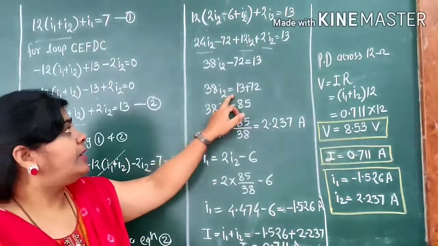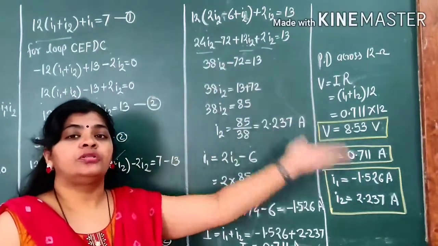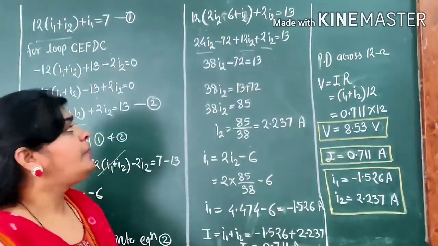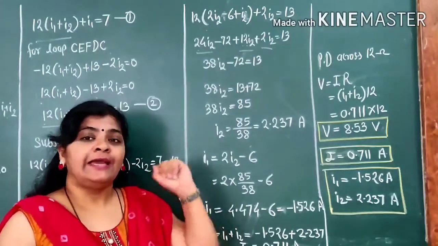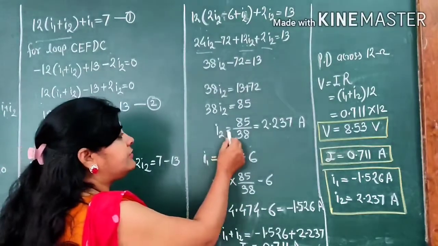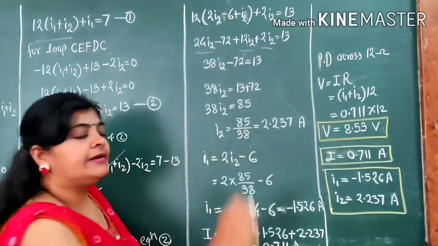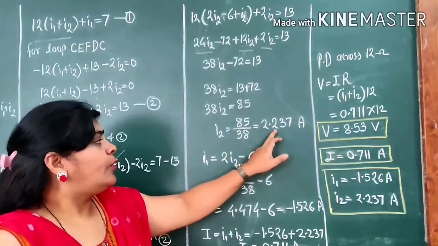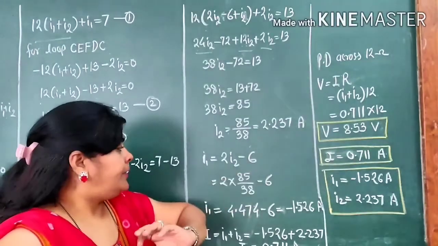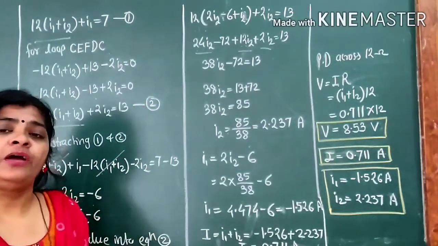38 I2 is equal to 13 plus 72, the minus 72 going to the opposite side, and 13 plus 72 becomes 85. Therefore I2 is equal to 85 divided by 38, and that ratio gives 2.237 ampere. Now this is the value of I2.